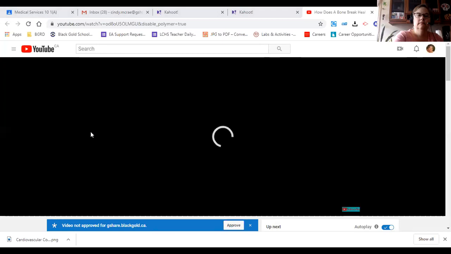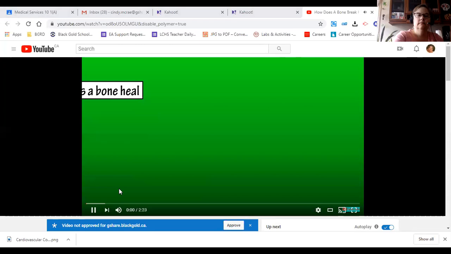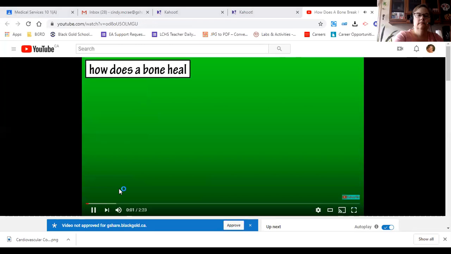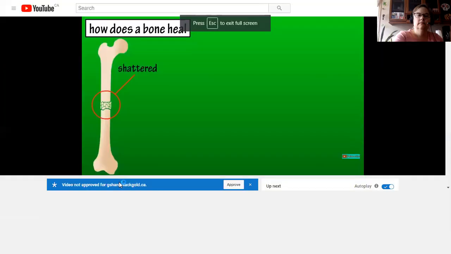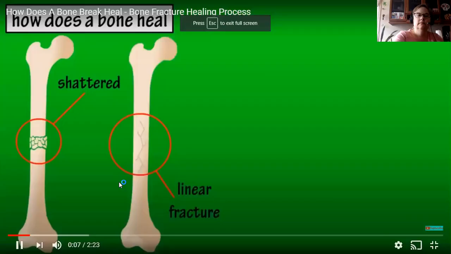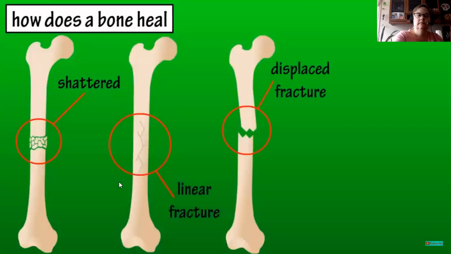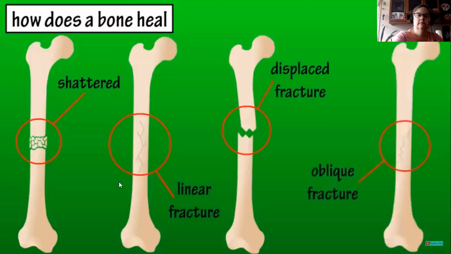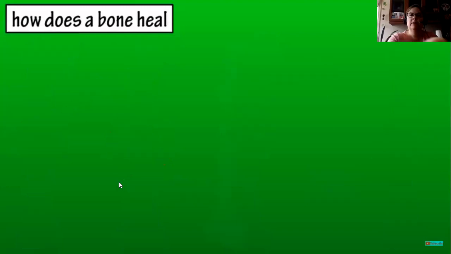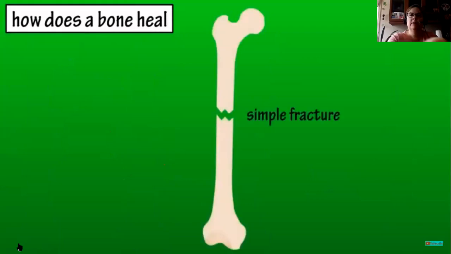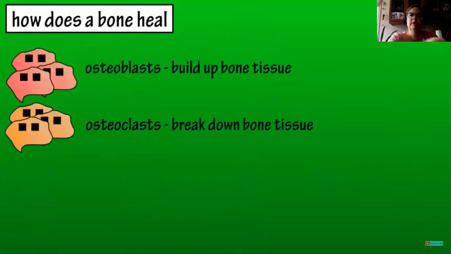Bone fracture healing. There we go. There are many different types of bone fractures, such as when a bone is shattered into multiple pieces, a linear fracture down the shaft, a displaced fracture where the bone is misaligned, or an oblique fracture where it has a sloped pattern. A doctor will treat each of these as they see fit. In this video, I'm going to go through a very basic explanation of how the body heals a simple fracture. We're going to start by looking at some bone cells. First, we have osteoblasts, which are next and break down bone tissue.